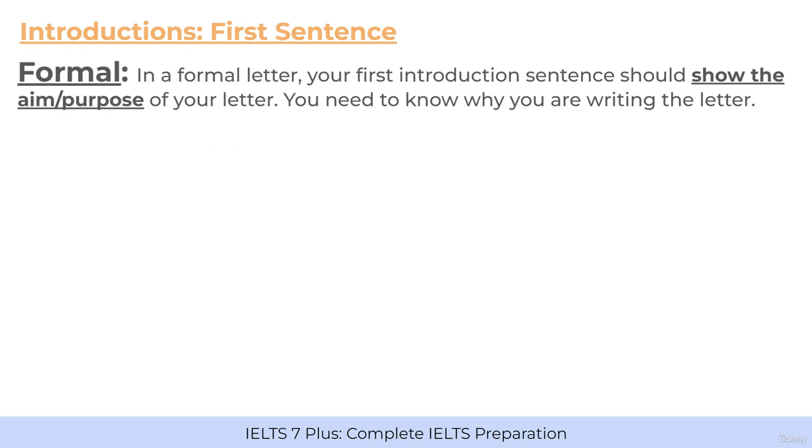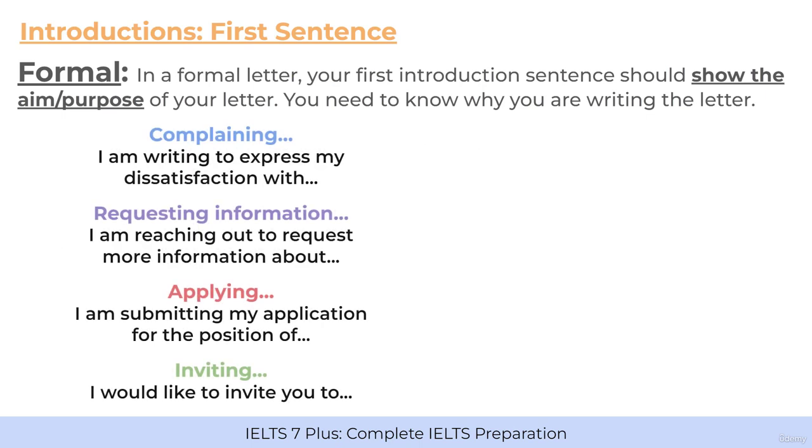Okay, so let's go a little bit deeper. So for formal letters, we need to know why, the purpose and the aim of the letter. So we can break it down into letter types. Complaining. I'm writing to express my dissatisfaction with. So for any kind of complaining letter, you can start with this opener. Requesting information. I'm reaching out to request more information about whatever it may be. Again, you can just use that opening sentence.